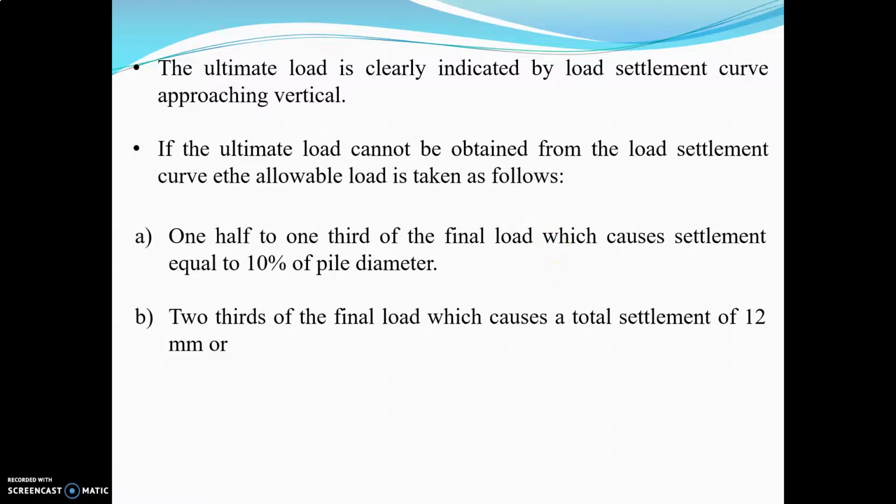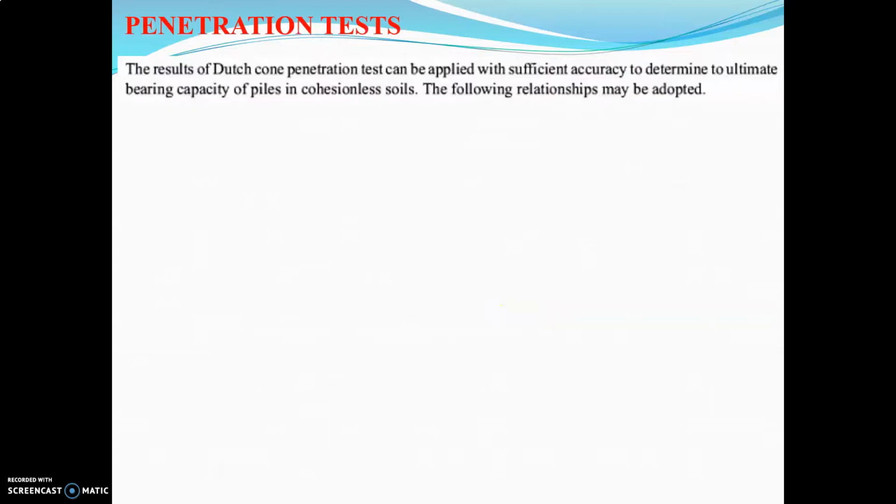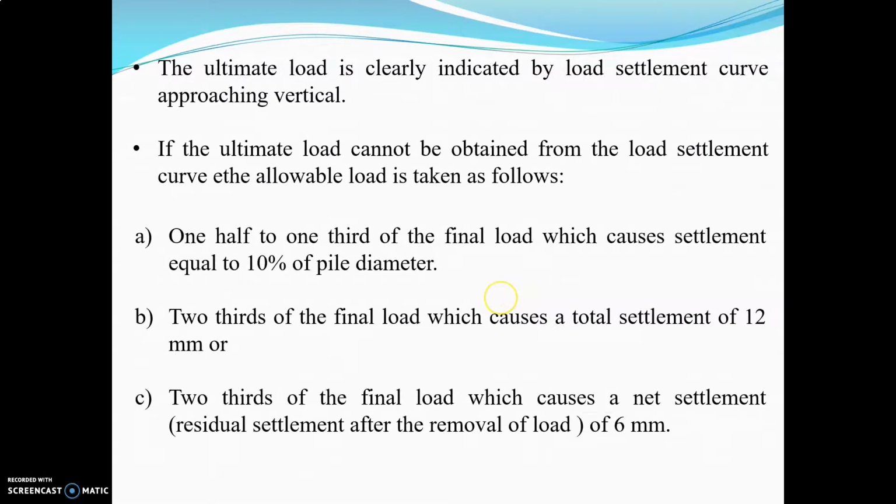Second point is two-thirds of the final load, which causes a total settlement of 12 mm. Next point is two-thirds of the final load, which causes a net settlement of 6 mm. So these 3 points are also used to estimate or find the ultimate load. So these are all about pile load test.